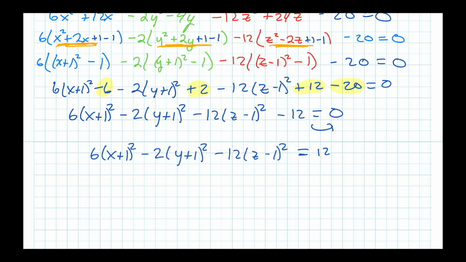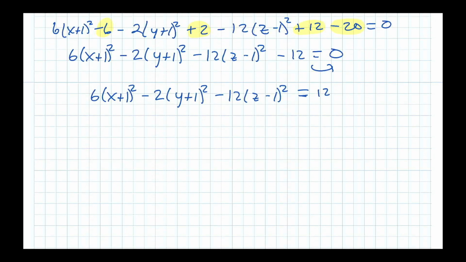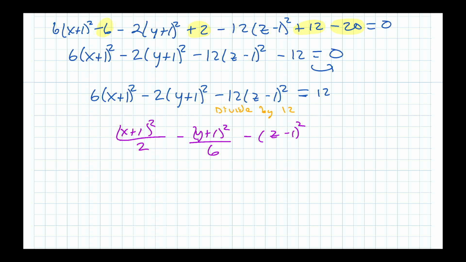So you move the 12 over to the other side. So you get that. Then you divide everything by 12. So you divide everything by 12, you get (x plus 1) squared over 2 minus (y plus 1) squared over 6 minus (z minus 1) squared over 1 equals 1.